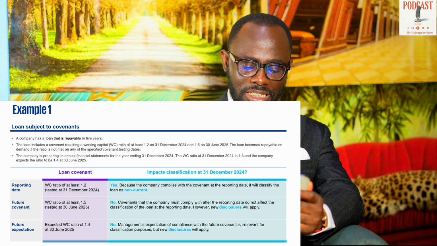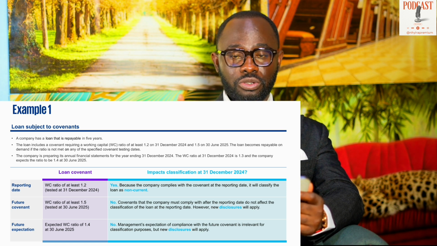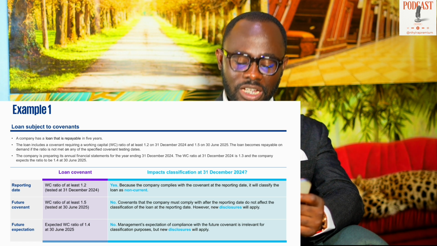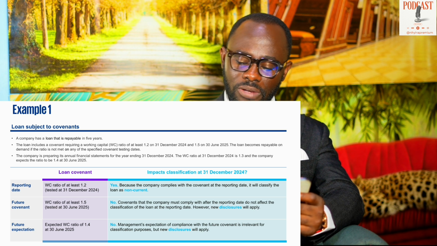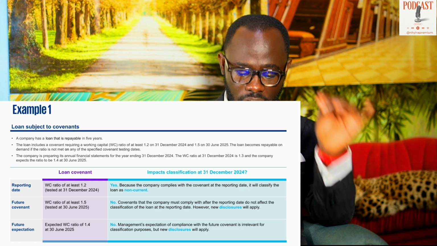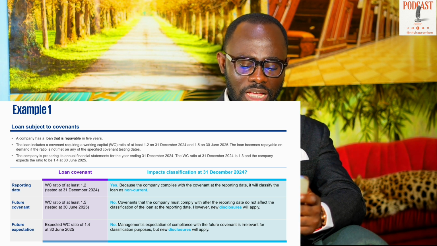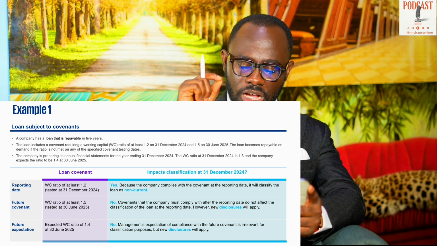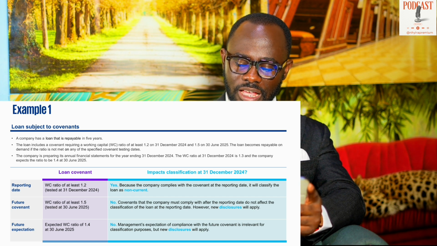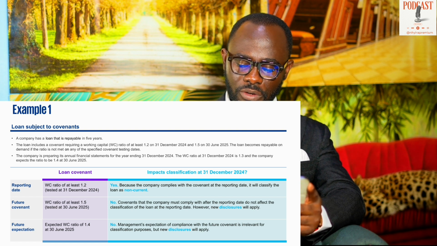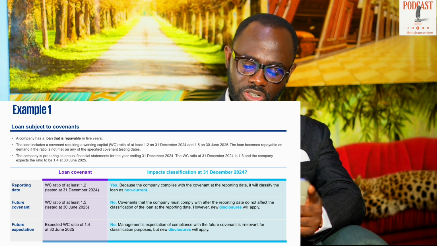At the reporting date, the working capital ratio should be at least 1.2. So when they tested in December 2024, the impact on the classification is yes, because the company complies with the covenant at the reporting date, it will classify the loan as what? Non-current. Future covenant: working capital ratio of at least 1.5 on 30th June 2025. Does that affect it? No. Covenants that the company must comply with after the reporting date do not affect the classification of the loan at the reporting date. However, new disclosures will apply.